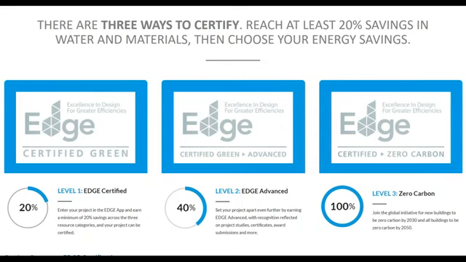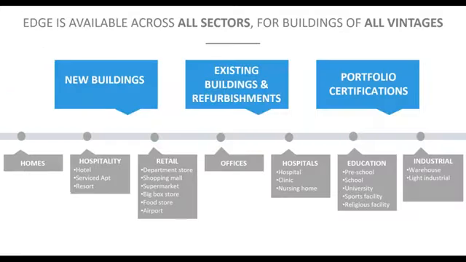So Edge has various different standards. We have the Edge Certified, there's Edge Advanced, there's Edge Zero Carbon. These are the 3 main categories of it. We won't go into detail in today's session. It's also important to understand that it's possible to use Edge for any new and existing buildings of all these various typologies. So it's very diverse in its approach, and you can also use it to certify a portfolio of projects as well.